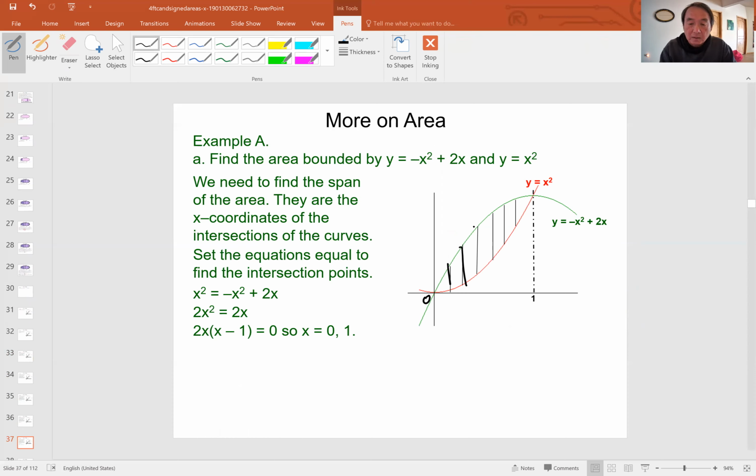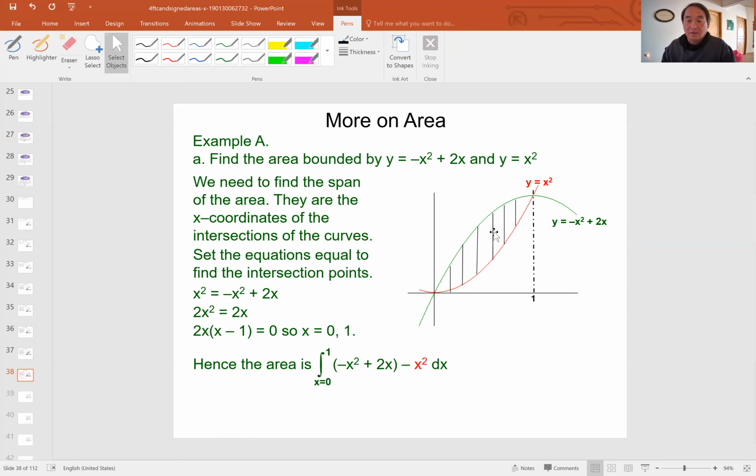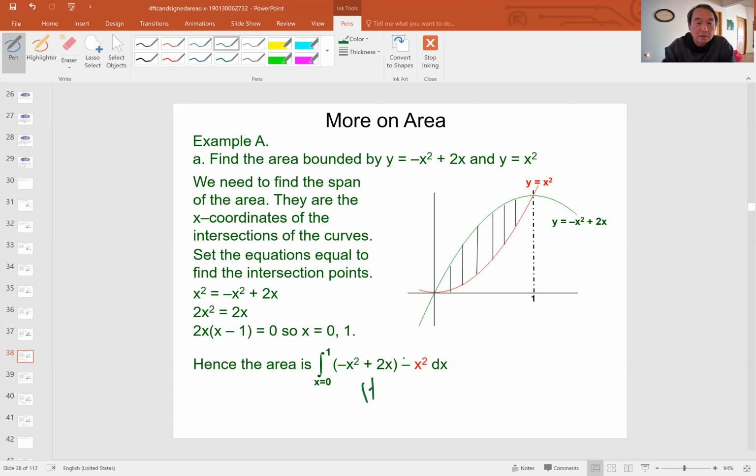And then I want the cross-sectional length. Here's where we are going to use that rule. It's going to be the high points subtract the low points, the height. Which one is on top? The green one. So it's going to be minus x squared plus 2x, subtract the y coordinate of the red one. So this is again high minus the low.